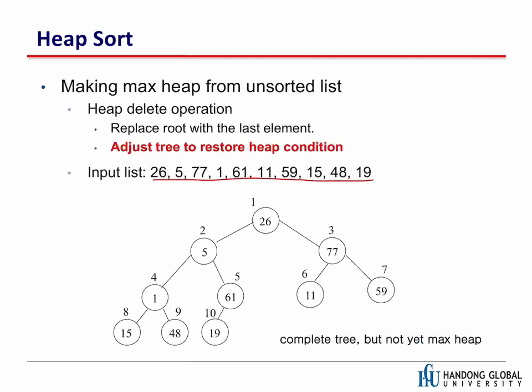So first, given this input list, we insert all the elements into the complete binary tree first. Okay, and in the complete binary tree, insertion is really simple. 26 goes to the root node, and then 5 and 77 and 1, 61, 11, 59. So it's quite simple, right? So it takes just n time complexity.